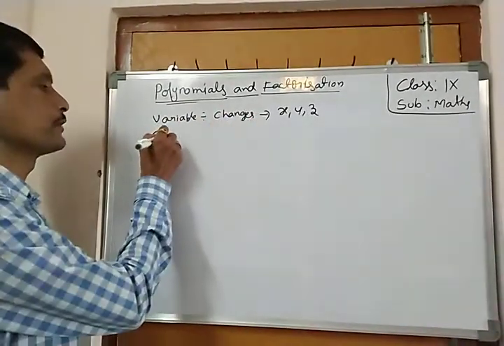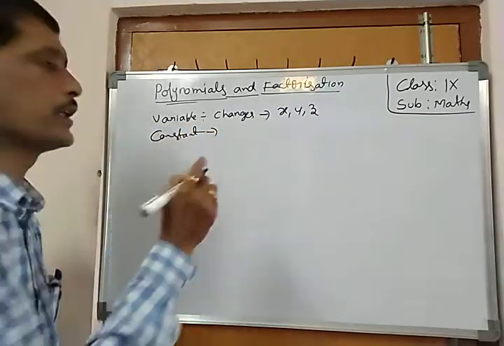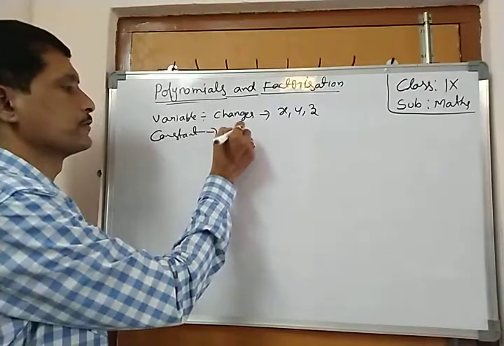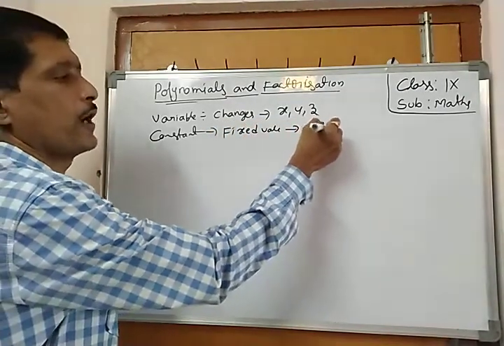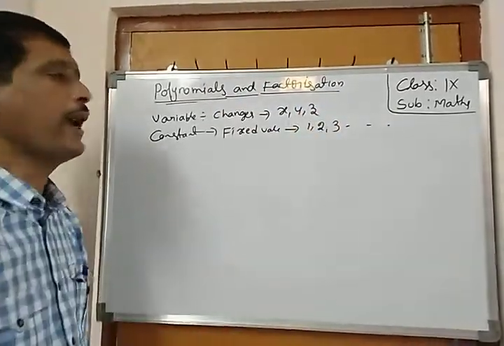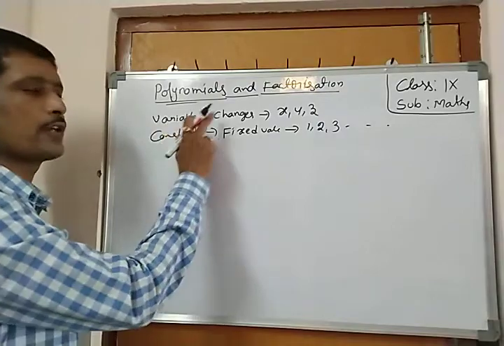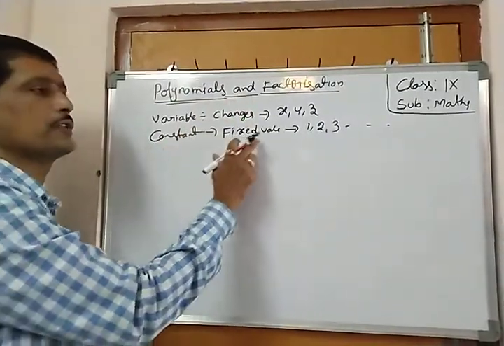Next, constant. A constant means a value that does not change. It is a fixed value. Generally we take numbers 1, 2, 3 and so on. Here x, y, z and so on are variables. A variable means a value that always changes, it is not a fixed value. A constant is a fixed value.